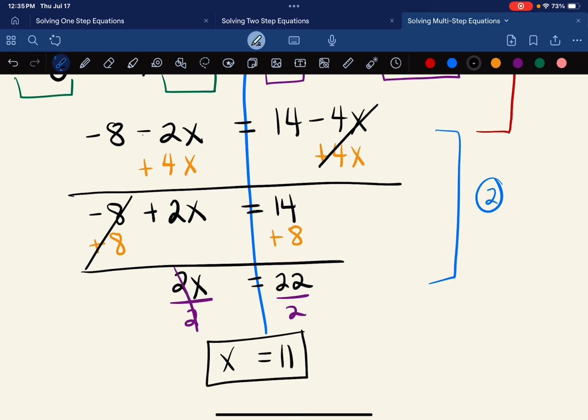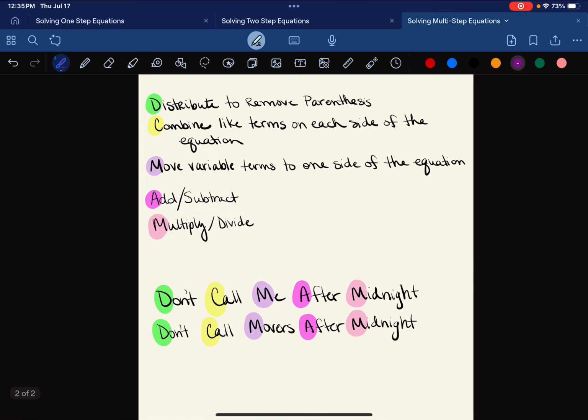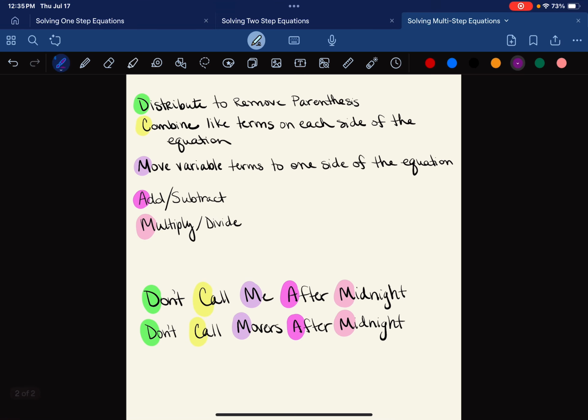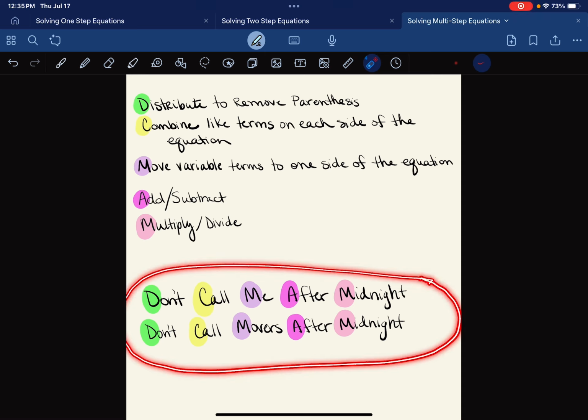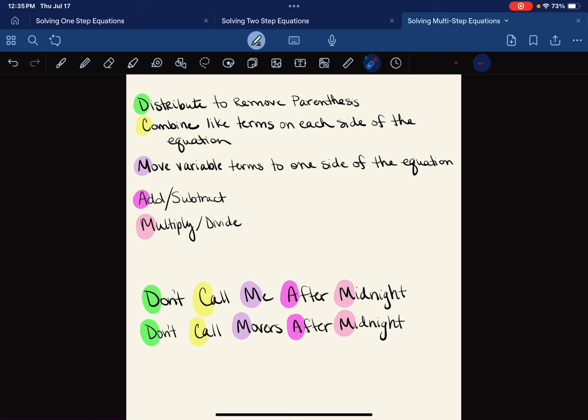Now, if you need those steps broken down even further, that was step 3, there's a mnemonic device that I did not make up myself, but this is how it goes. Don't call me after midnight, or you could say something like, don't call movers after midnight. We have 2 M values, so I was like, well, let me say the word movers instead of me, but whatever you need to remember is fine.